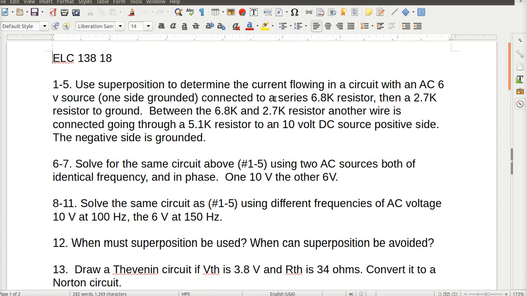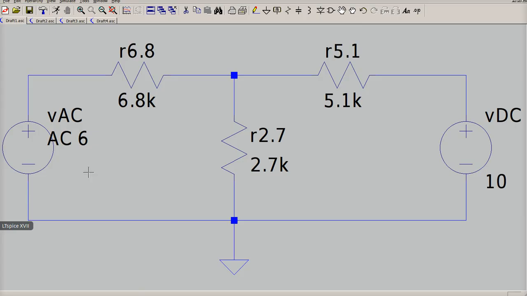So anyway, I'm describing a circuit: 6.8K to a 2.7K to ground, and then between the 6.8K and 2.7K another wire is connected going through a 5.1K to a 10-volt DC source on the positive side. The negative side of the DC source is grounded. So the circuit looks like that.